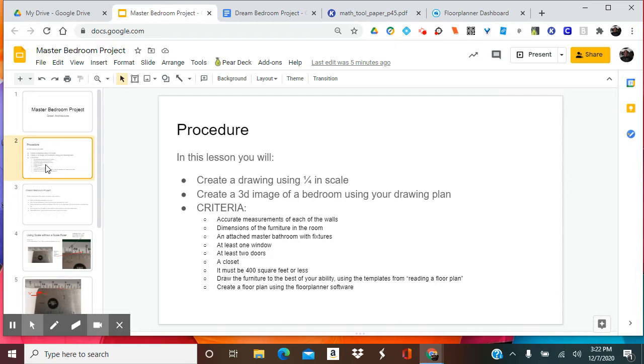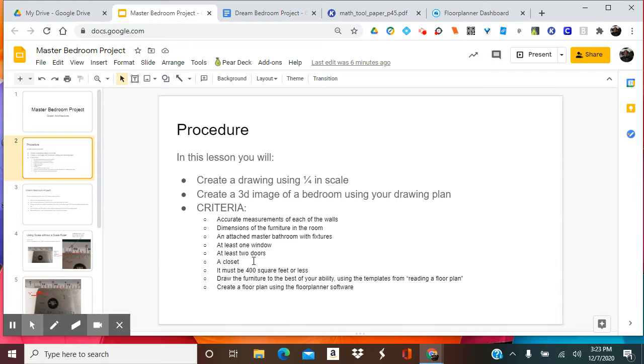First thing you're going to do is create a drawing using 1/4 inch scale of a bedroom, master bedroom. So that means it has to have a bathroom included. The criteria, you're also going to create a 3D image of that bedroom using the floor planner software that I found. It's not Revit, which is what I would be teaching you in class, but it is the best we've got for the circumstances.